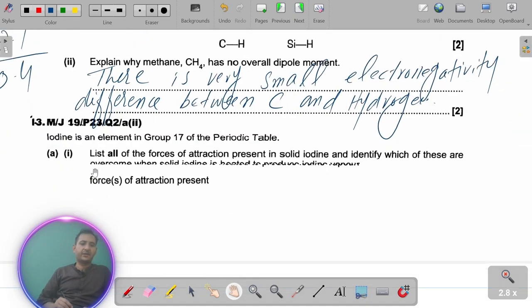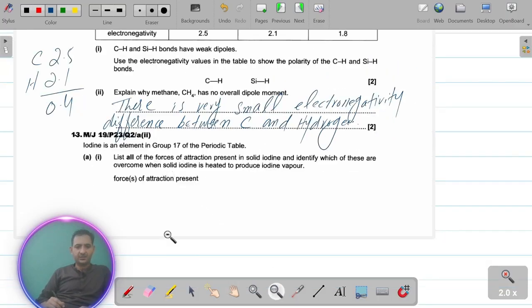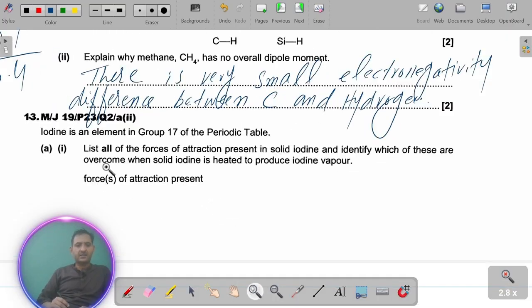Next we have iodine, an element in group 17. This lists all of the forces of attraction present in solid iodine. Identify which of these are overcome when solid iodine is heated to produce iodine vapor. So it is van der Waals forces.